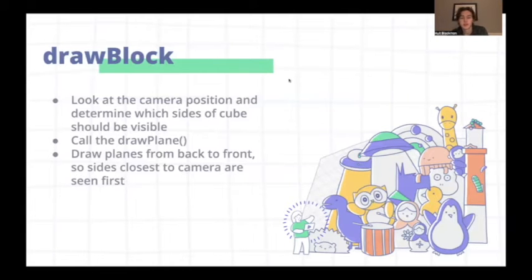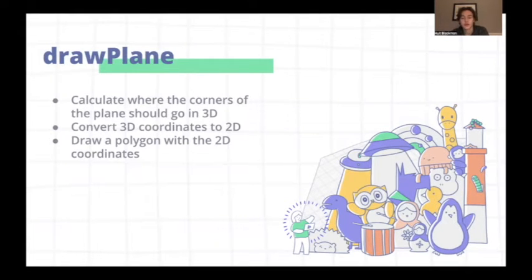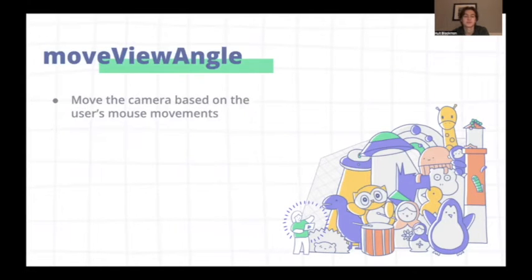So draw block is going to see where the camera is and see where the cube is. And based on that, it's going to call draw plane. And draw plane is going to draw each of the 3 faces of the cube. And it's going to convert where the cube is in 3D space into 2D space. And then it'll end up drawing a polygon to represent what would be a square in 3D space.